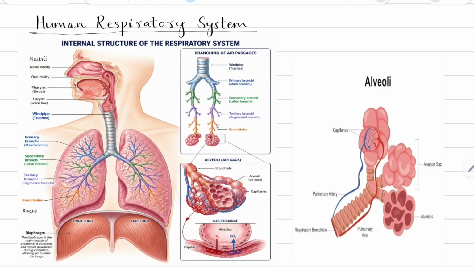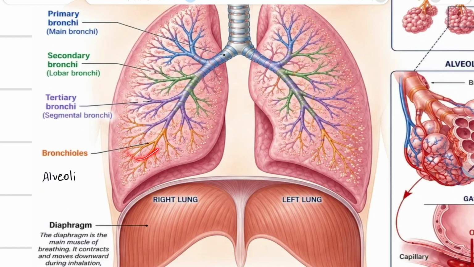This trachea divides into two branches, where each branch enters one lung. These branches are known as bronchi. Further, these branches divide into more smaller branches. These smaller branches are known as bronchioles, and these bronchioles distribute air within the lungs. At the end of these bronchioles, there are small sac-like structures which are known as alveoli.